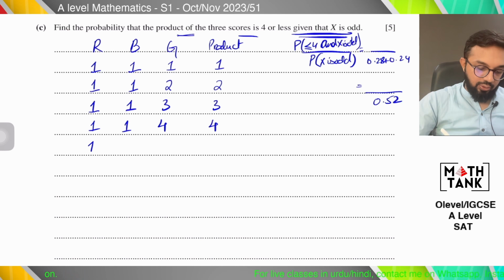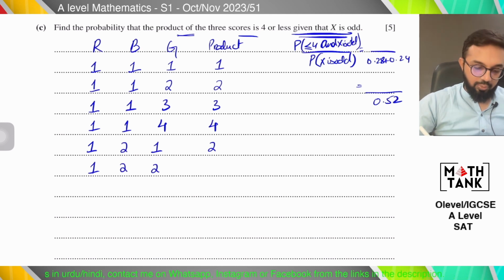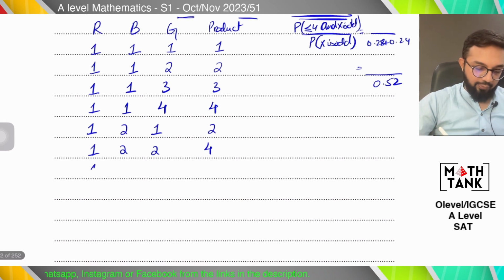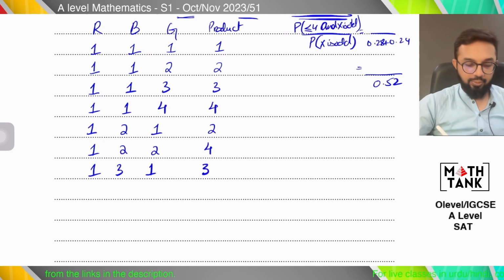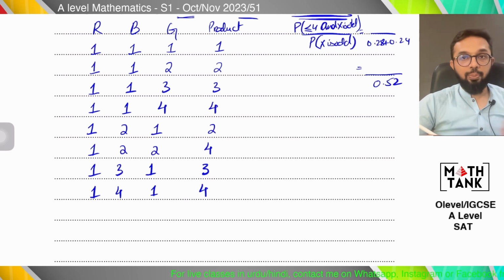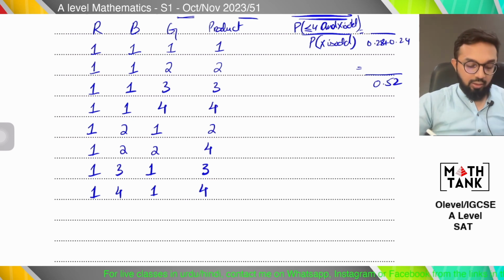Then I should change the second number now. I should say 1, 2, 1, the product is 2, it's less than 4. 1, 2, 2, the product is 4. I could also have 1, 3, 1, the product is 3. I could not have 1, 3, 2, but 1, 4, 1, and the product is 4. Those are all the possibilities with R being 1.